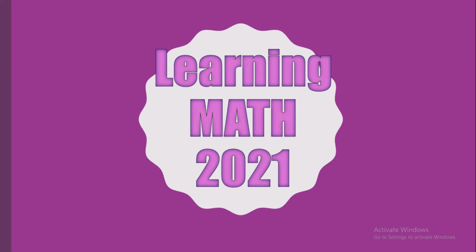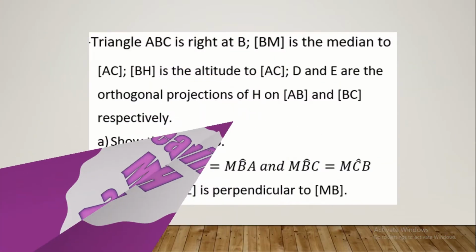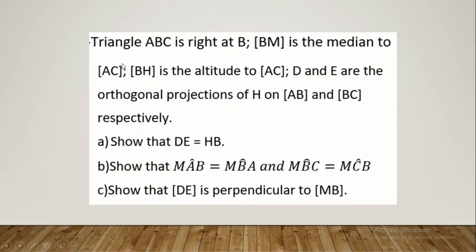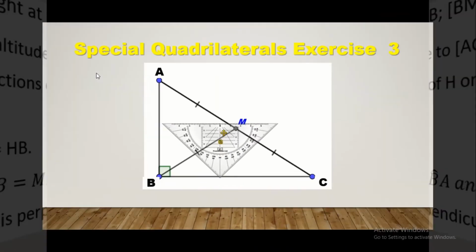In this video, we're going to solve a geometry problem for grade 8 about rectangles. Now let's start together. We have a triangle ABC which is right at B, and BM is the median drawn to AC. We should draw the altitude BH to AC. Let's start together drawing our figure.